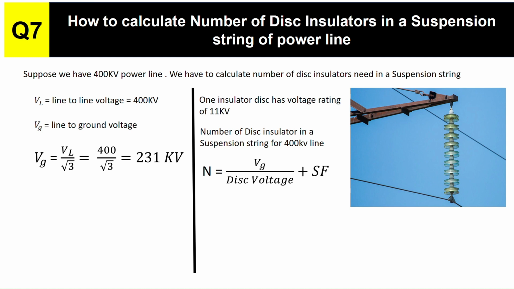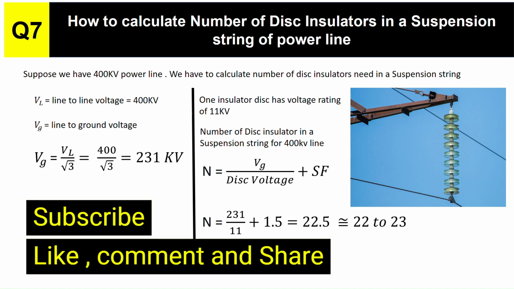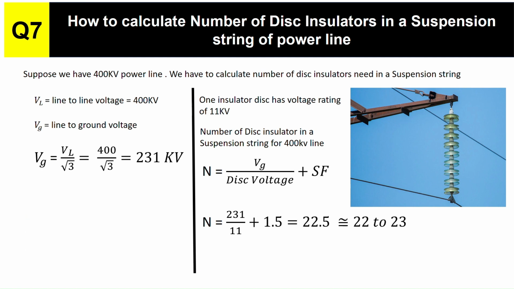Where N is equal to 231, as we have VG already calculated as 231, and disc voltage is 11 kV, that is one disc voltage is 11 kV, plus safety factor is 1.5, and it becomes 22.5. Approximately 22 to 23 disc insulators are used for a 400 kV transmission line. 22 disc insulators are used when the line is going straight, and 23 at tension points.